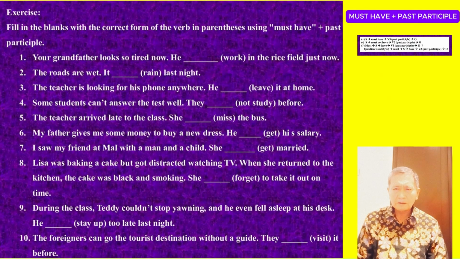The last, number ten. The foreigners can go to the tourist destination without the guide. So, what's your assumption? Logically, the conclusion for number ten, using must have past participle. It's alright. They must have visited it before.